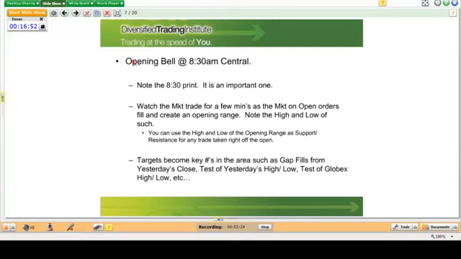Now the next thing, and almost the last thing that you're going to do, is you get the opening print. There it is, it's 8:30 in the morning. You get the open, and you're going to write that down. That's a very important print. You're going to watch the market trade for a couple minutes. Why? Well, I do anyway.